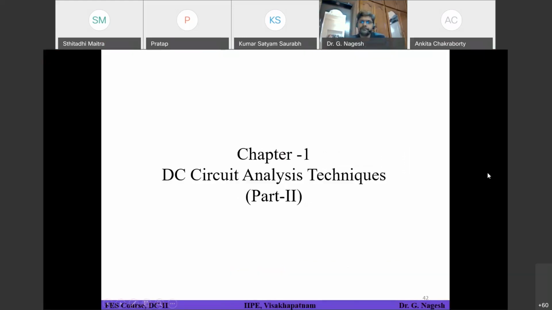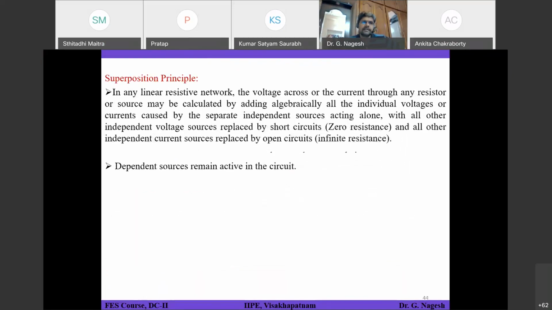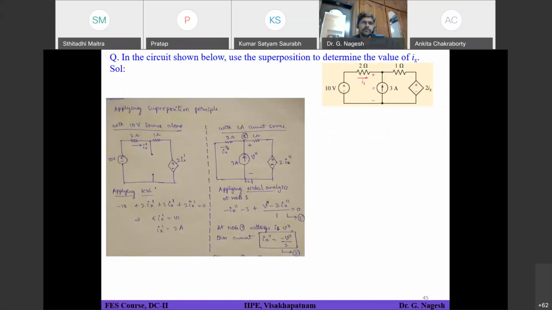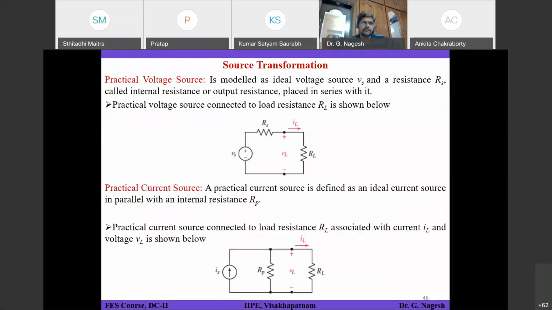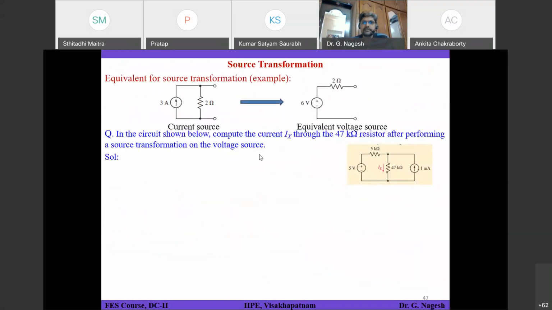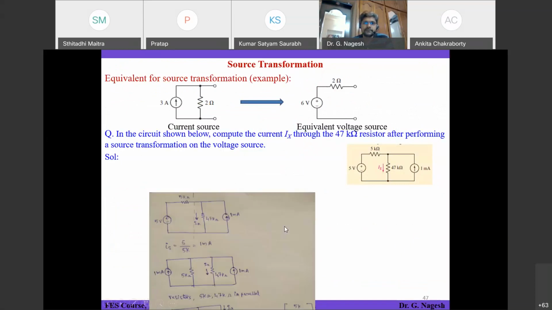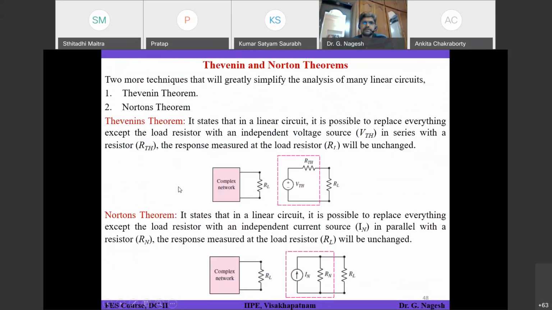Okay then. So in the last class we discussed DC circuits part 1, where we saw different nodal analysis methods, KCL, KVL, and DC circuit part 2 also we started, and we discussed linearity and the superposition principle, and we saw some problems on the superposition principle, and we discussed practical voltage source and practical current source, right? And I discussed some problems also based on that.